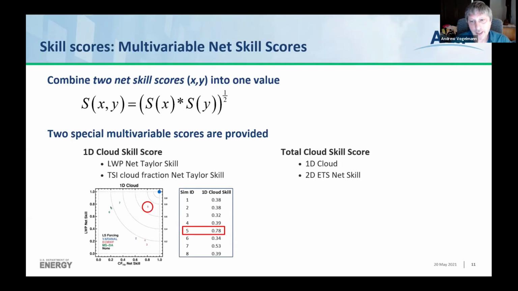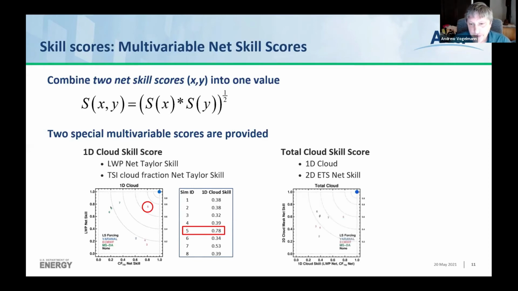You then have the total cloud skill. What the total cloud skill does is it takes the 1D, so liquid water and cloud fraction, and it grabs the 2D ETS skill score that I just talked about in the prior slide. So now you have, how well are the liquid water path and cloud fraction doing, and is the cloud in about the right spot? This is the type of plot that you can get from that. And using the equation above, you can then get a total cloud skill. Okay, so the 1D cloud skill and the total cloud skill are things that you will find in the bundle browser so that you can search for your observations.